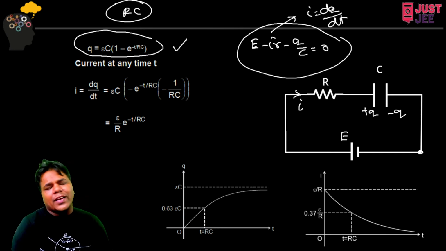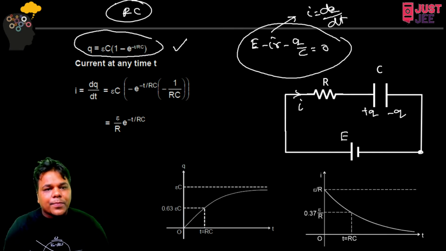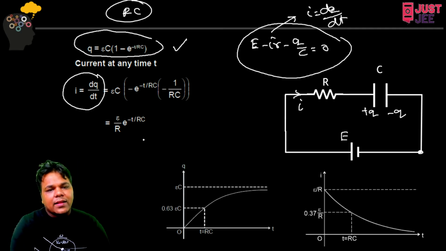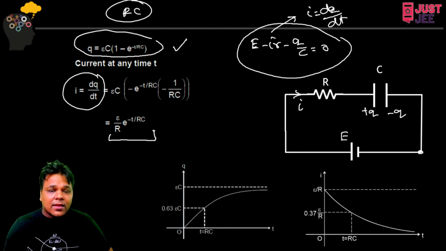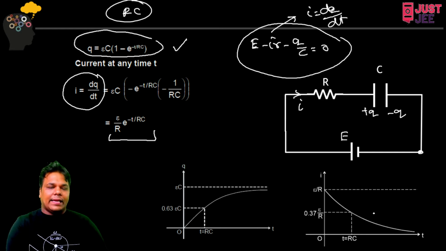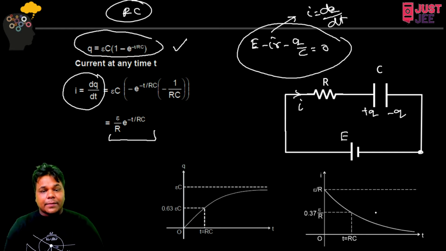I'm not going to prove that. We can study it later. Right? So now we have the charge at any point. For the current, I put dq by dt. It will be E by R, e raised to power minus t by RC. So the charge keeps on increasing and the current keeps on decreasing. That's very simple, I think.